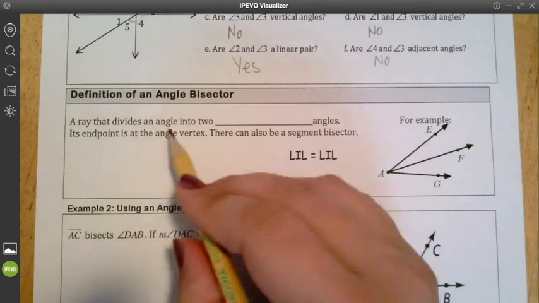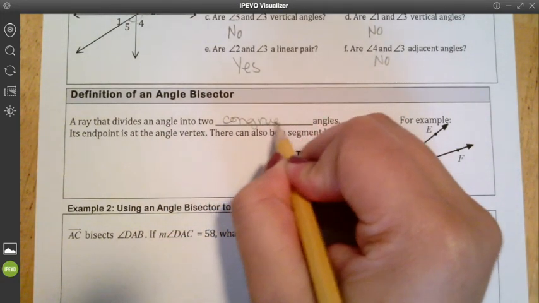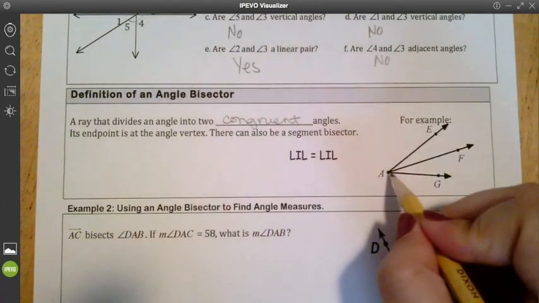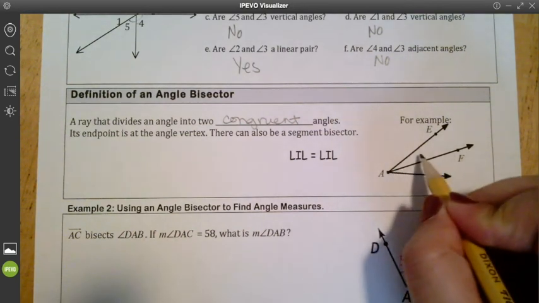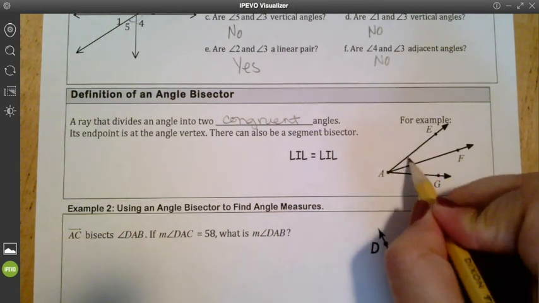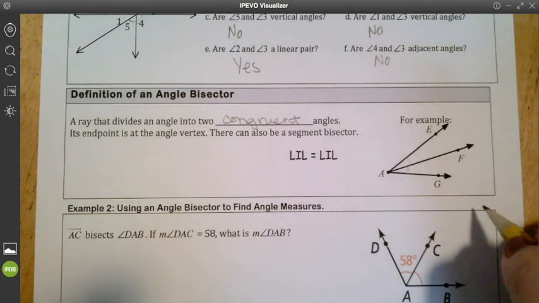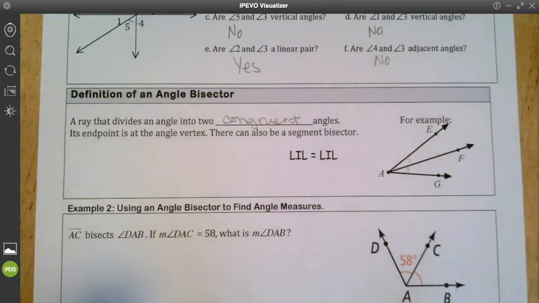So, a ray that divides an angle into two congruent angles. Its endpoint is at the same vertex, and then we have a ray coming out, and so we have two angles that we can mark as congruent. If we know that AF is an angle bisector, then the angles on either side of it have to be congruent. So let's see if we can use this.